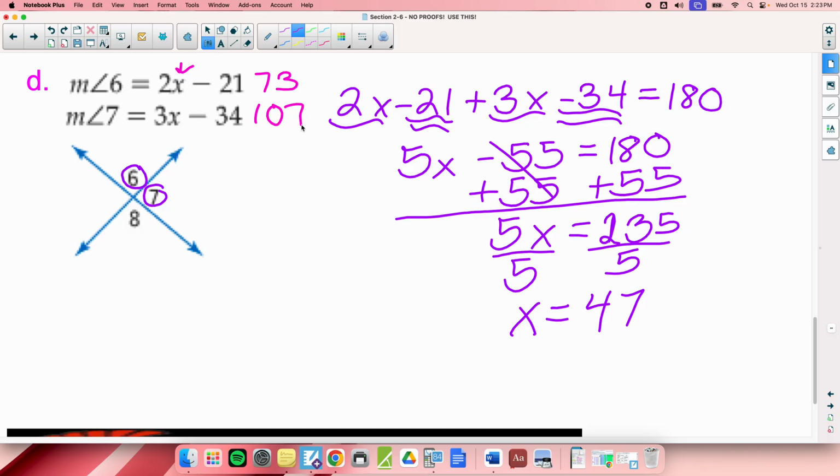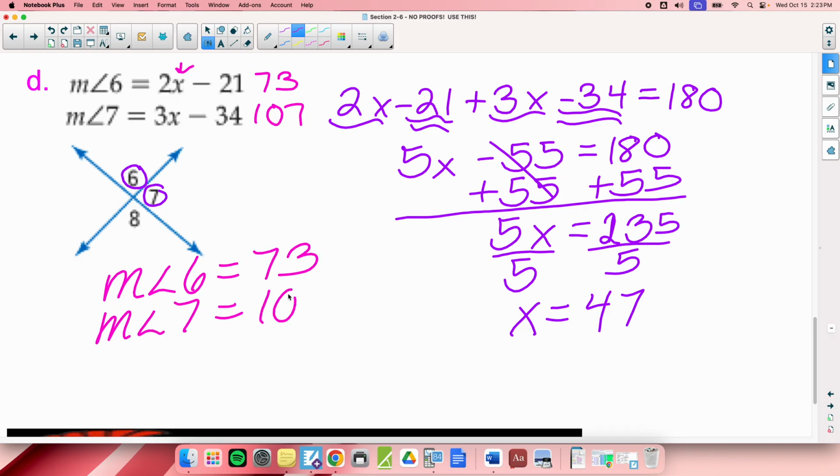Angle 6 is 73, angle 7 is 107. What do you think angle 8 should be? What would angle 8 be? 73, because wouldn't this angle and this angle be equal because they're vertical? Do you guys get that?